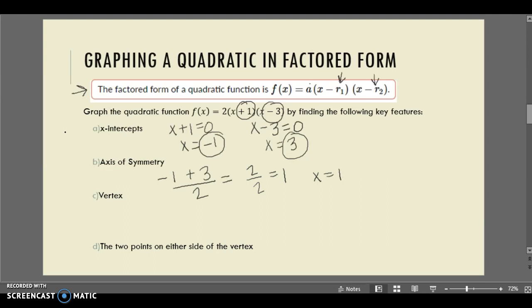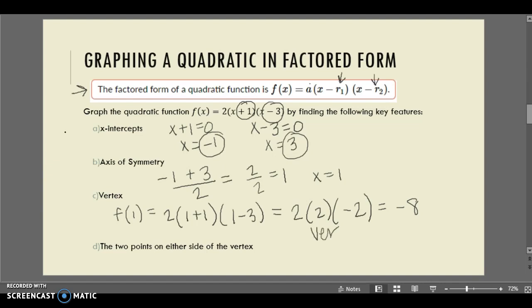For our vertex, we use our x value of 1 and plug it into our function to find the y value. So f of 1 equals 2 times 1 plus 1 times 1 minus 3. 1 plus 1 is 2, 1 minus 3 is negative 2. 2 times 2 is 4, 4 times negative 2 is negative 8. So the vertex is 1, negative 8.